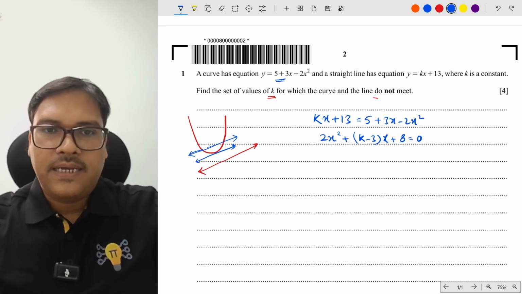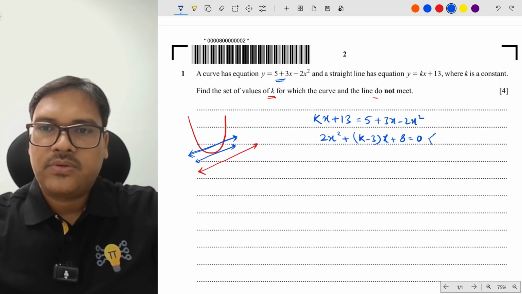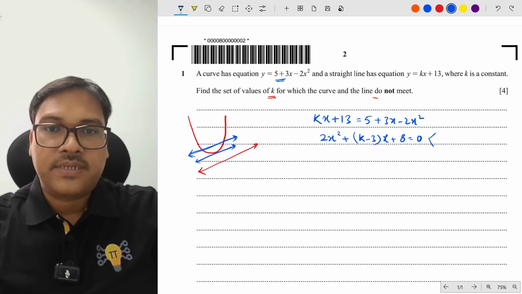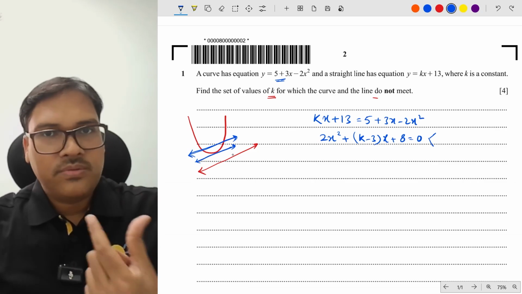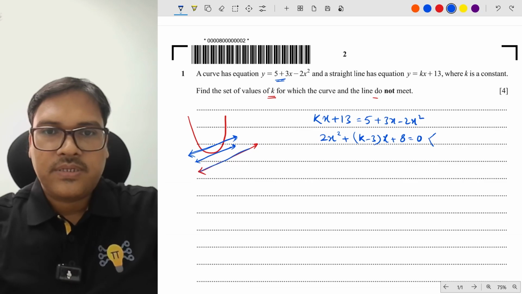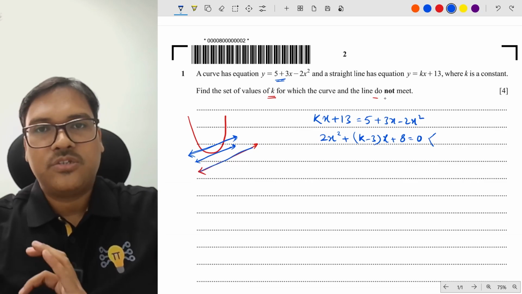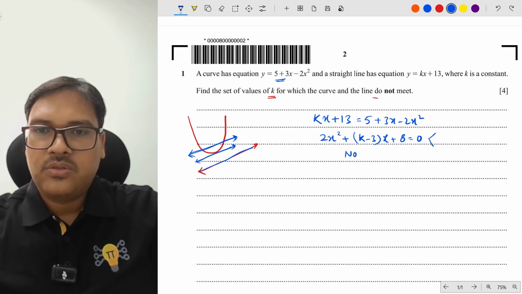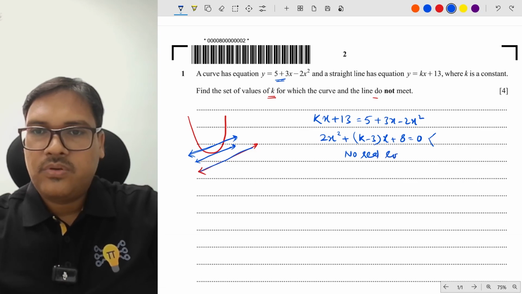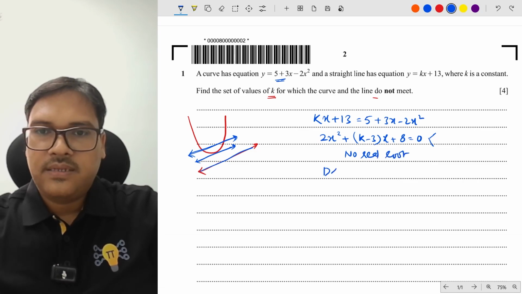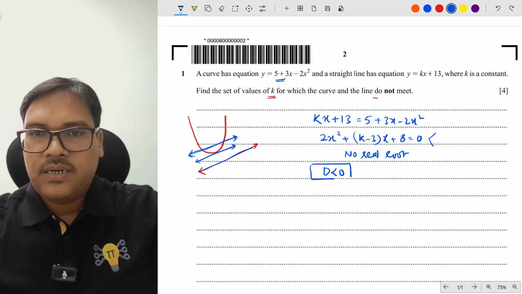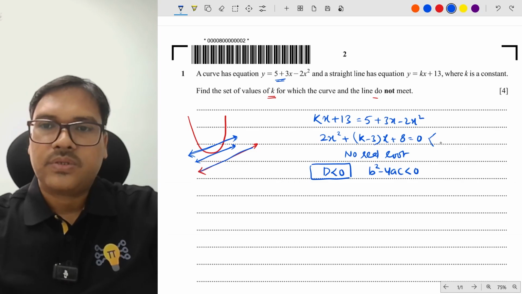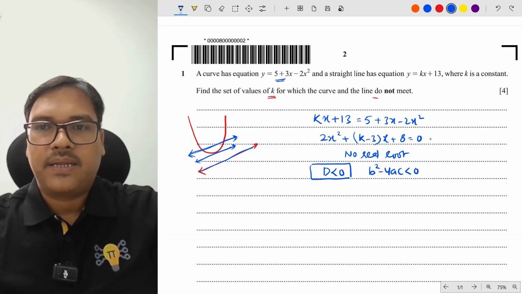Now if the line intersects this graph at 2 points, then it has two real and distinct roots. If it is touching the graph, then it has real and equal roots. But here the question is saying that this is not meeting, that is, there is no point of contact, there is no point of intersection. That means no real roots. So the condition is no real roots, that is, the discriminant is less than 0, which is b squared minus 4ac less than 0. That is the condition which you have to apply here.